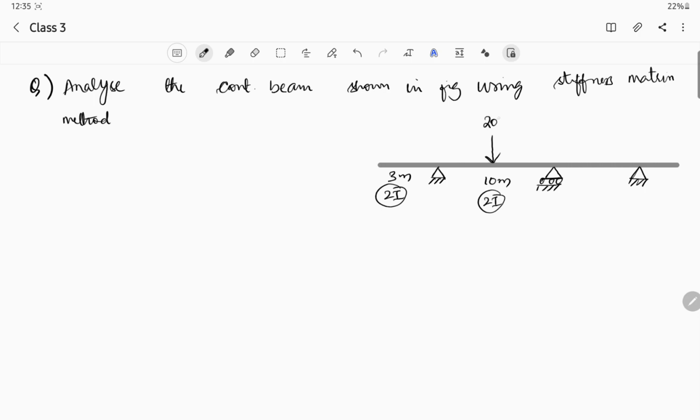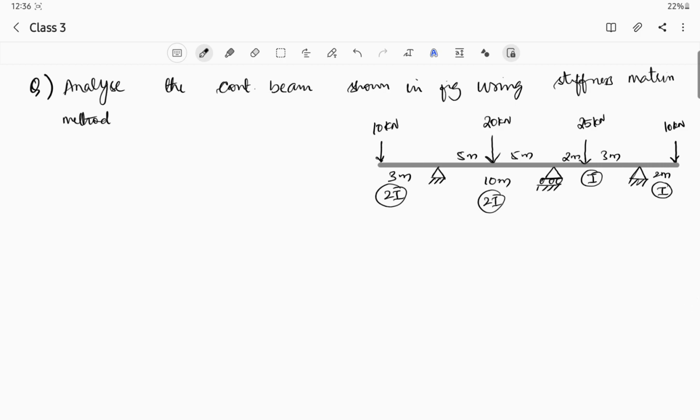of 20 kilonewton at 5 meters, and here also we have 5 meters. Along with that we have one more load at this location which is 10 kilonewton, and for this part we have an eccentric load of magnitude 25 kilonewton, and this distance is 3 meter and this distance is 2 meter, and this is given as I, and we have exactly a point load of magnitude 10 kilonewton here, and the distance is 2 meter and this is I. Okay, this is how the beam is given to us.